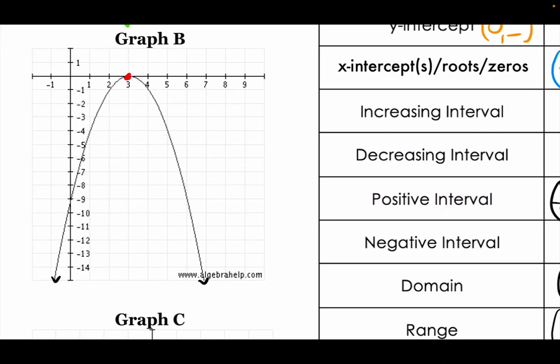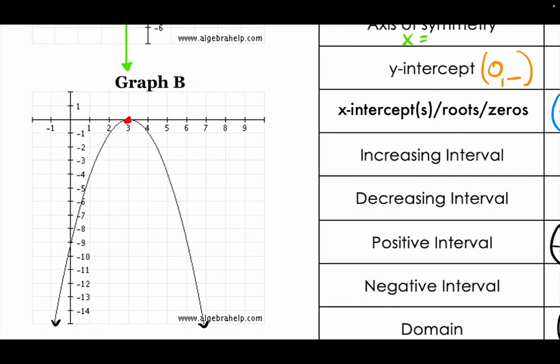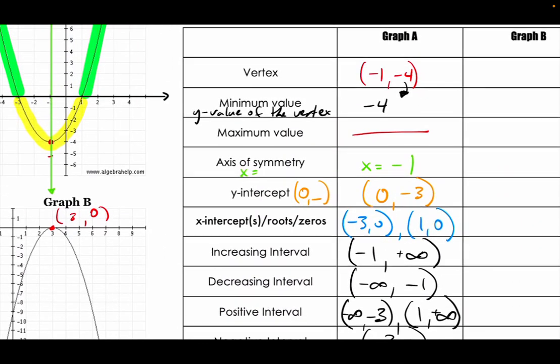3. What's the actual address? Don't just give me the street. I need the whole thing. 3, 0? Okay. That's what it is.